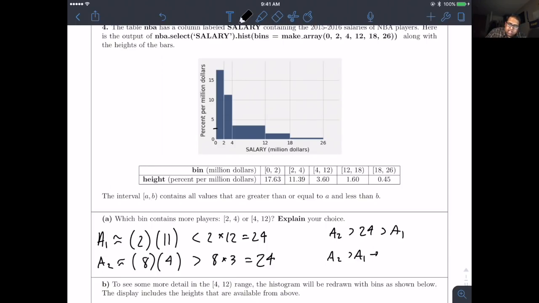but implying that 4 to 12 contains more players. And that's solely for the reason that the area of the 4 to 12 bin is greater than the area of the 2 to 4 bin, because that's how players are represented in this histogram.